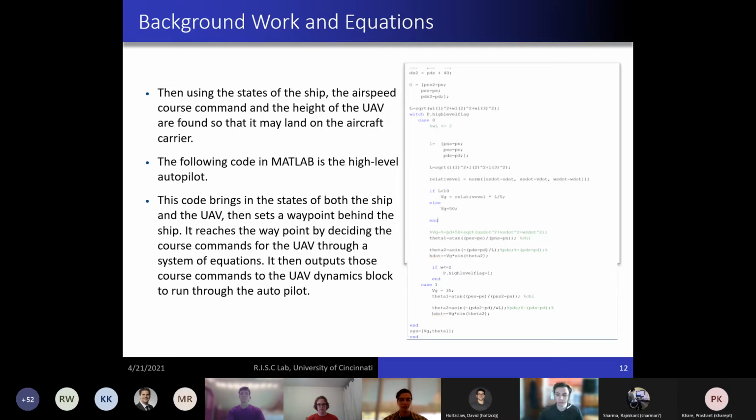Finally, we used the states of the ship, the airspeed, course command, and the height of the UAV so that it may land on the aircraft carrier. The following MATLAB code is what we called our high-level autopilot. This code brings in the states of both the ship and the UAV, then sets a waypoint behind the ship. Once it reaches the waypoint, using course commands from our high-level autopilot, the UAV then goes to the ship and lands on the deck of the boat.